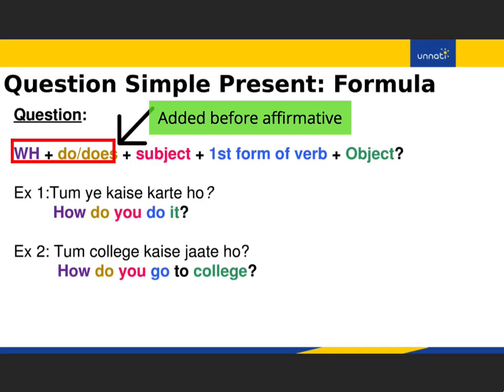Right? Then the next example, तुम कॉलेज कैसे जाते हो? How do you go to college? So how is the question word or the WH word. Then is do. You is the subject. Go is the verb. College is the object. Right?